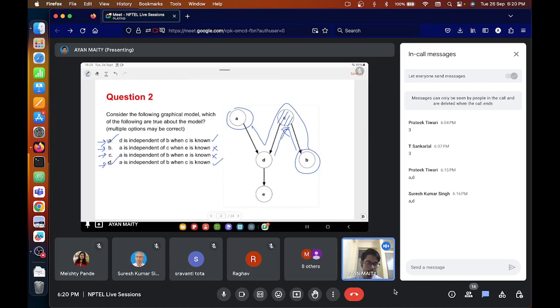Suresh Kumar Singh has also written A and D. Okay, yeah. So these two are the correct answers. Is there any doubt in this question?